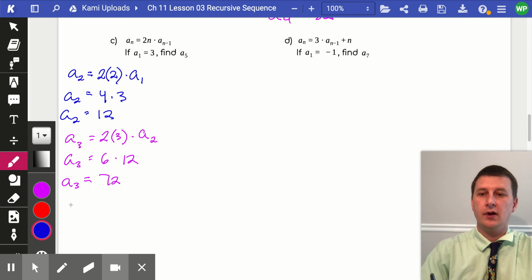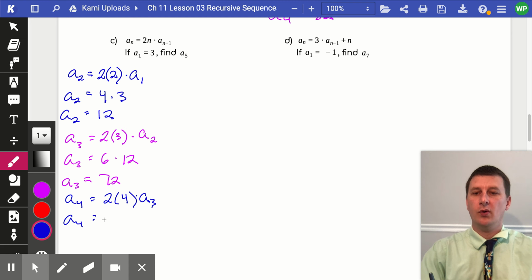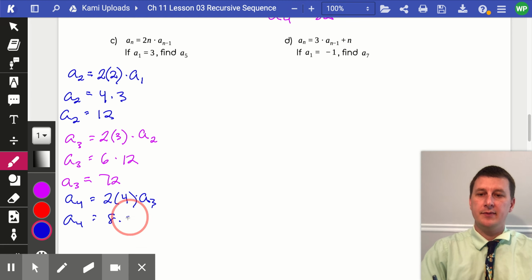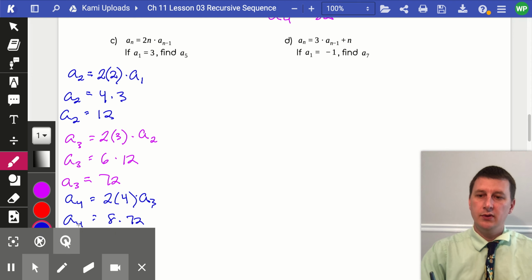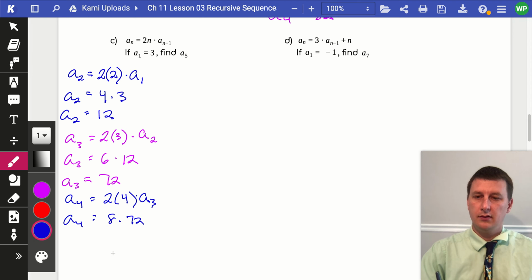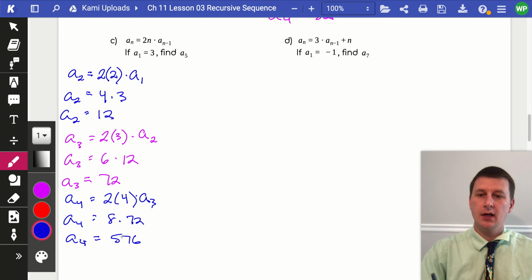And now we're ready for a sub 4. We're going to do 2 times 4 times a sub 4 minus 1, which is a sub 3. And that's going to be the same as a sub 4 equals 8 times 72. And you're just going to go ahead and multiply 8 times 72, and you will get 576.